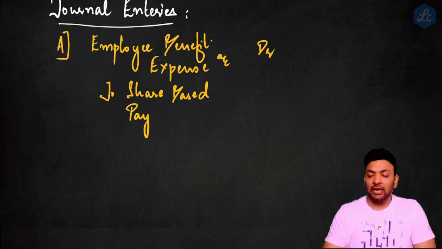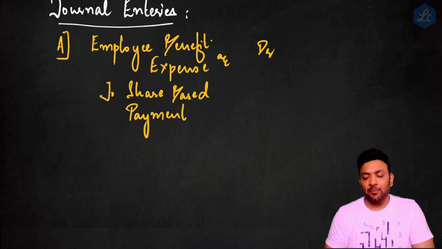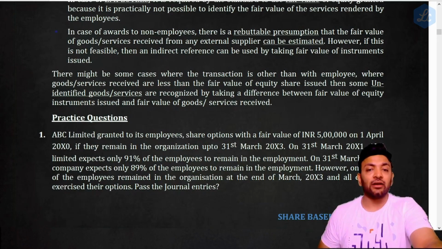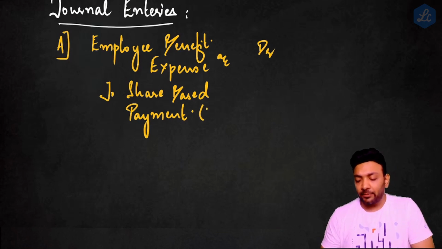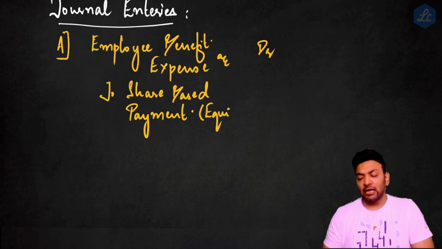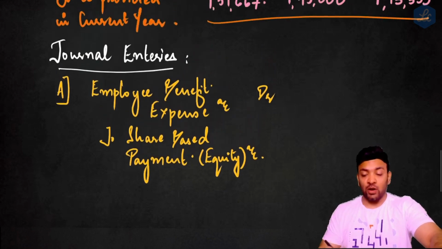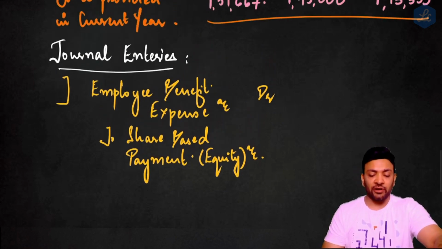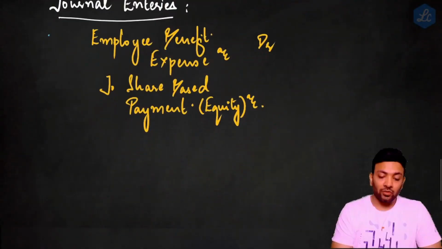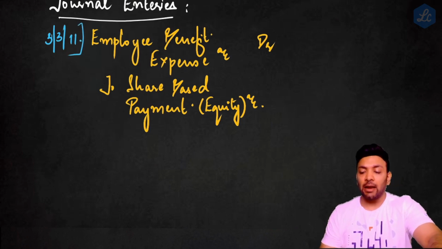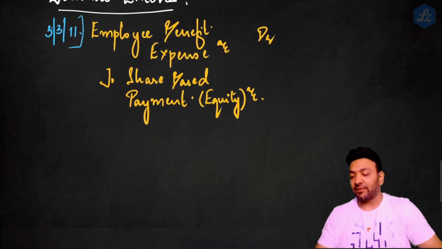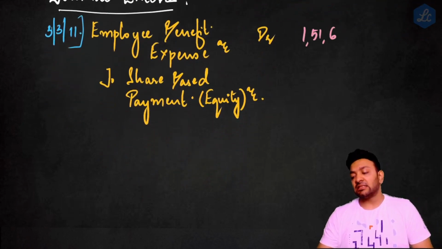Guys, share-based payment liability or share-based payment equity will depend on the type of options. Look at the options here. They are share options, so employee share based equity. I'll call it a liability if they were stock option or stock appreciation rights. This entry, the first one, will have to be passed on 31st March 2011. Entry to be passed for amount how much? Amount as above, 1,51,667.